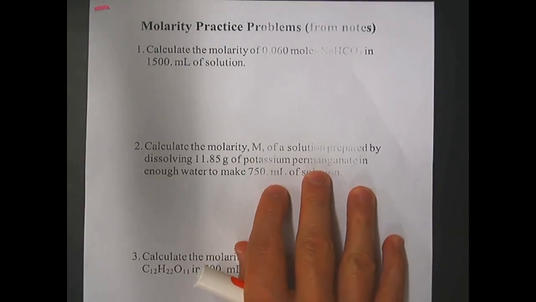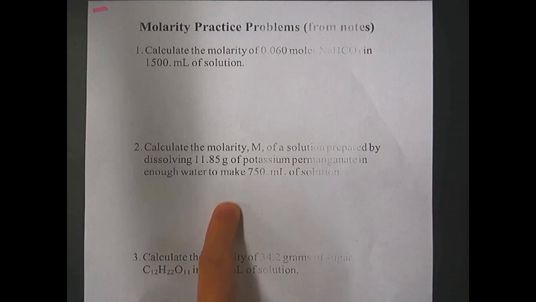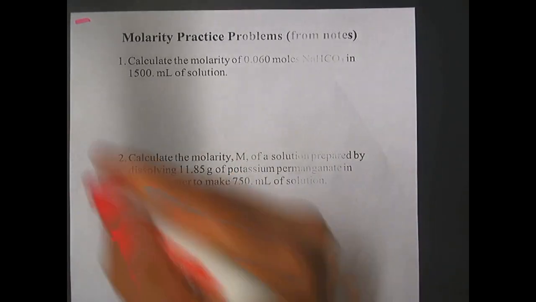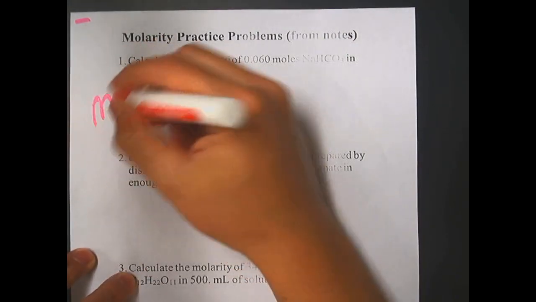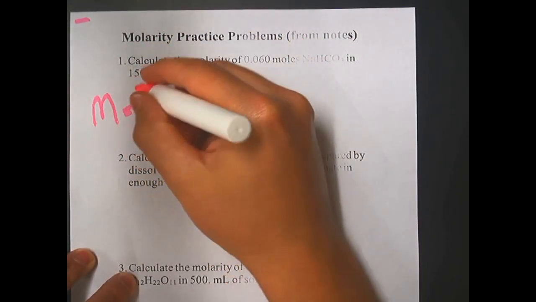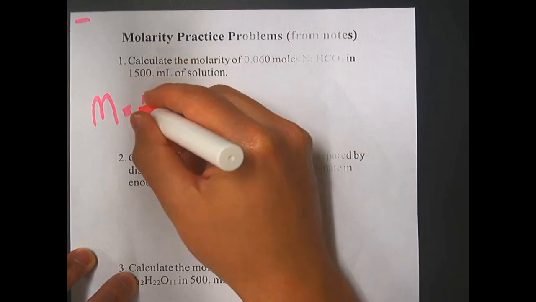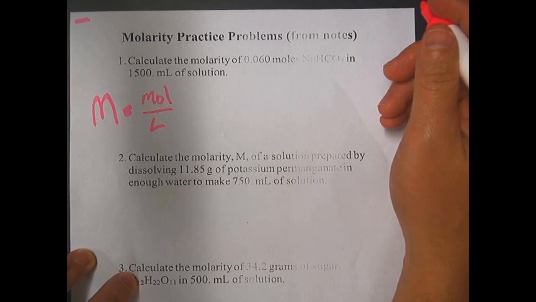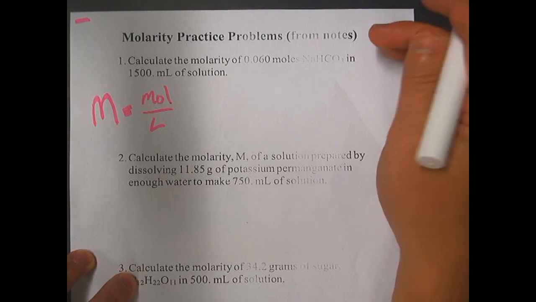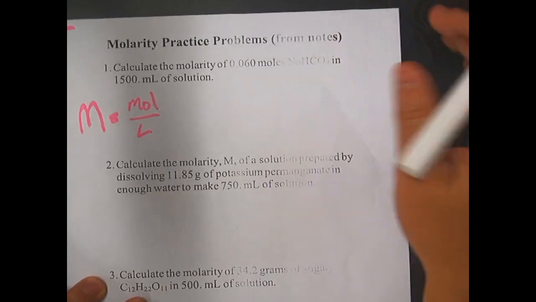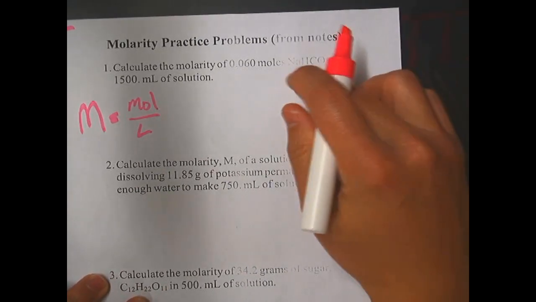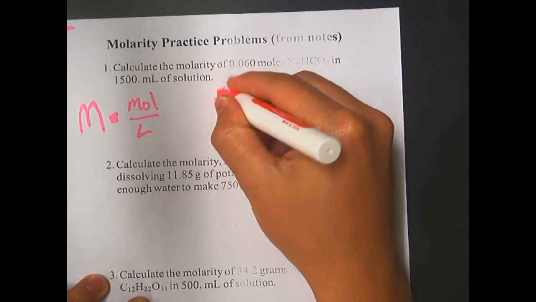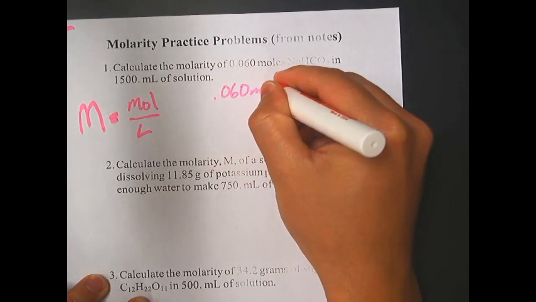So in these first three, all we're doing is calculating the molarity. Well, all you really have to remember is that molarity is just the number of moles over the number of liters. That's all you need. So if you have moles and you have liters, that's it. So let's read this question. It says calculate the molarity of 0.06 moles of NaHCO3, so sodium bicarbonate. So I have 0.060 moles.